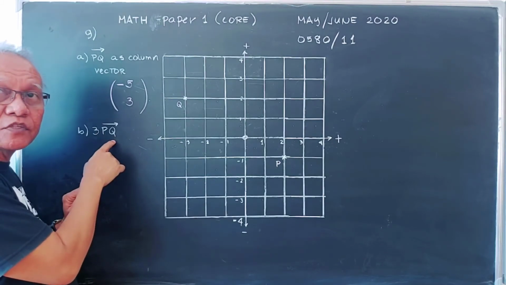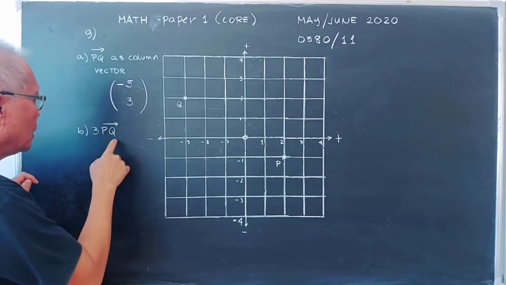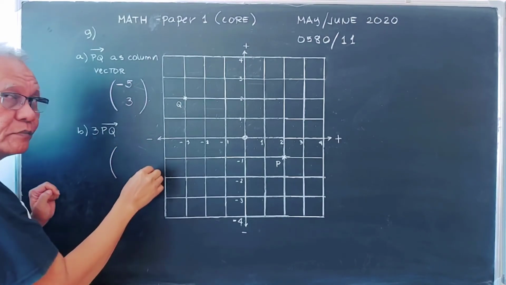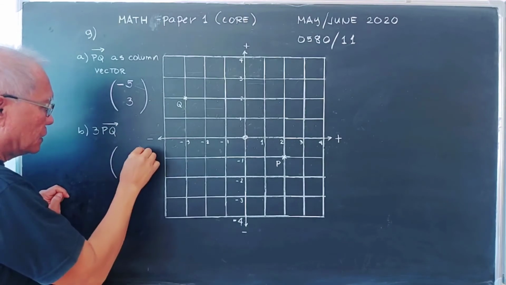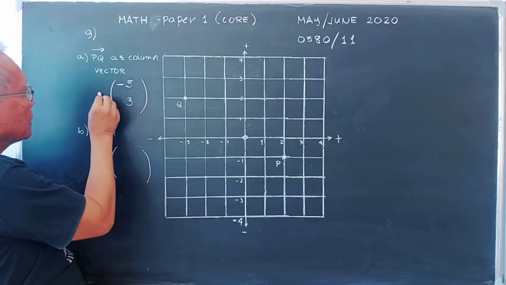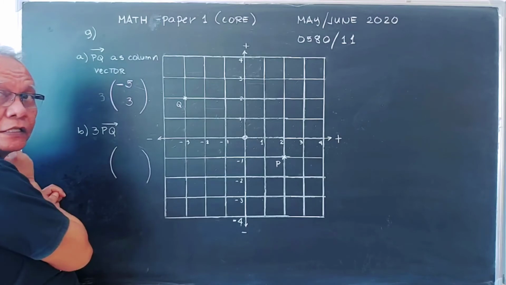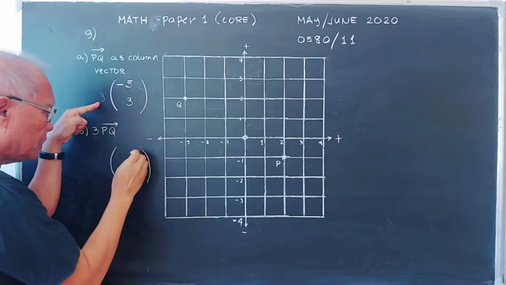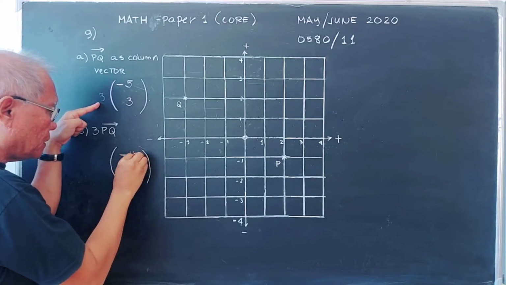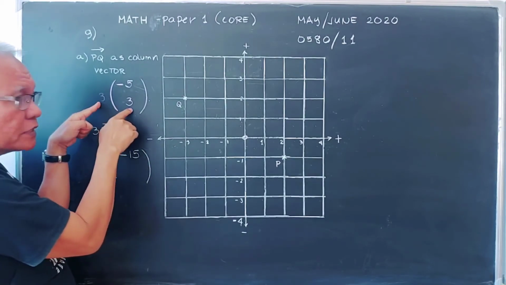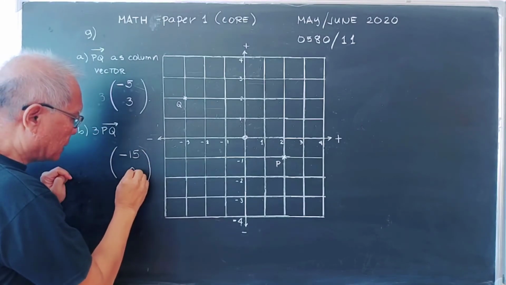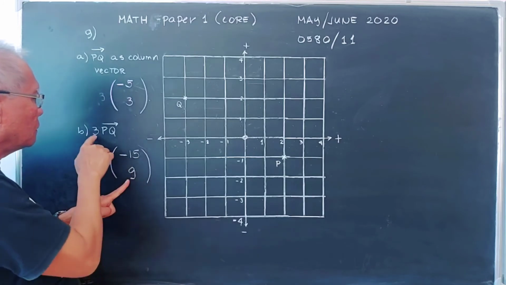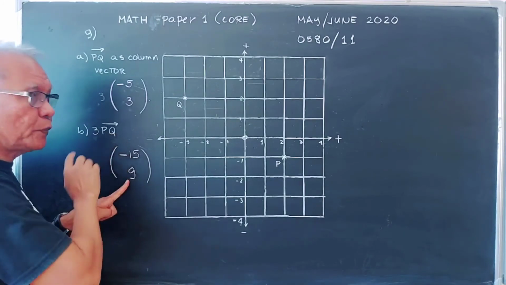For letter B, it's 3 PQ. It means 3 times the column vector PQ. So, we'll just multiply -5 and 3 by 3. So, here, as if we are writing the 3 here, 3 PQ. So, 3 times -5 is -15 here. And 3 times 3 is 9. So, this is the column vector of the 3 PQ.